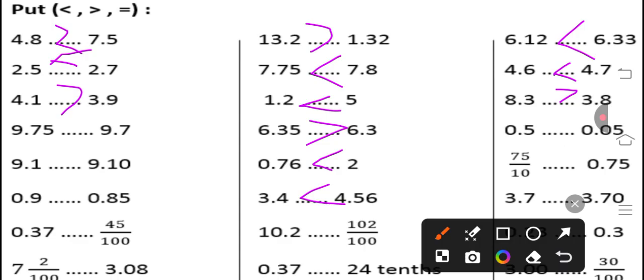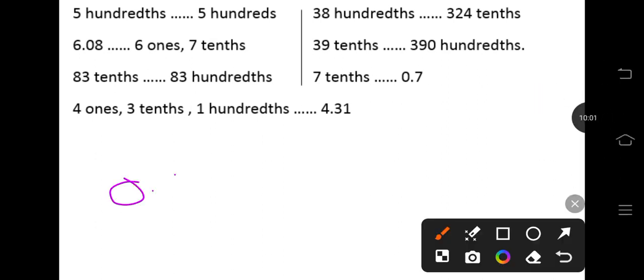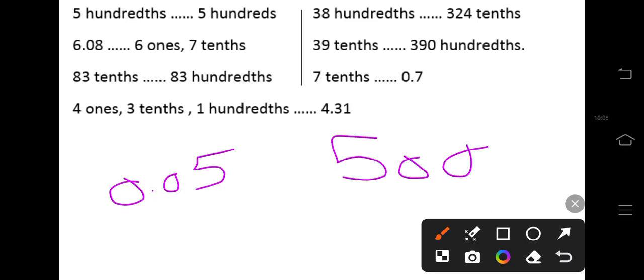0.5 with 0.05. Okay, 0 and 0, 5 is greater than, and so on. 5 hundredths and 5 hundredths. Let's see. 5 hundredths, that means 0.5. And 500 means 500 without any decimal point, so this absolutely is greater than 6.